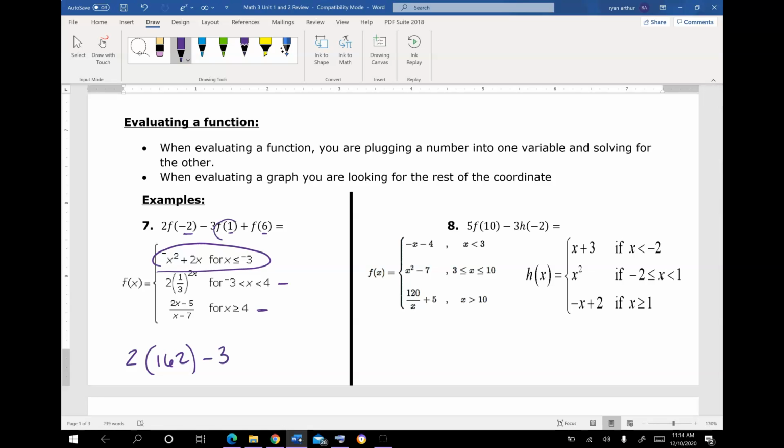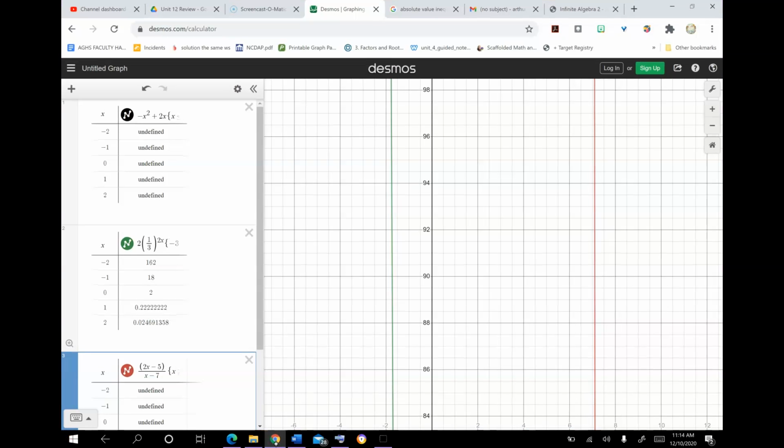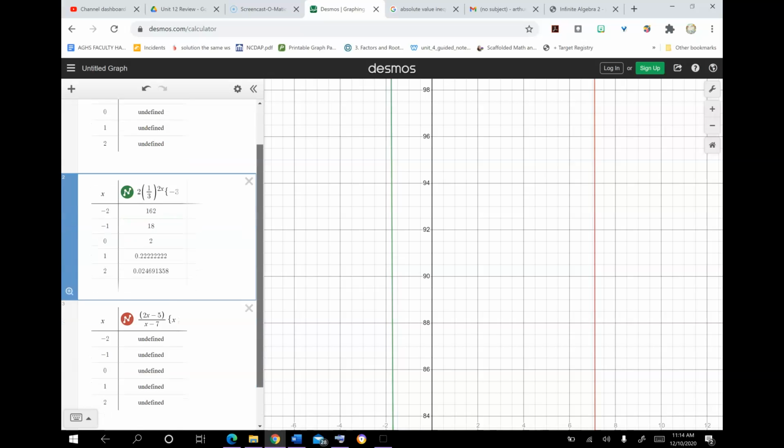Now I need to figure out where 1 fits into this graph. So, can the first one be 1? Nope, it's undefined. Can the second one be 1? It can. It's 0.22222. Okay? 0.22222. I'd play around with that.